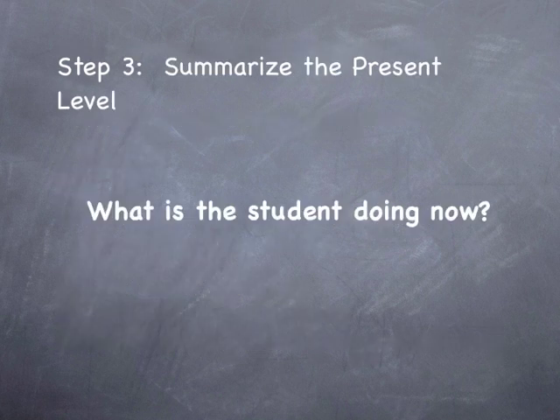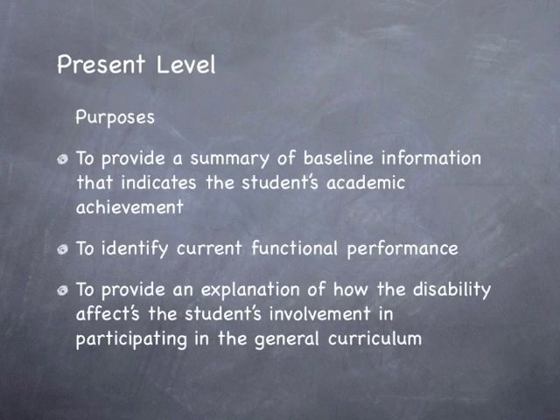You're going to summarize all of that information into a present level statement, and that's just a statement that says this is where the student's at right now. The purposes of a present level of educational performance statement is to provide a summary of baseline information that includes the student's academic achievement, to identify current functional performance, and then to provide an explanation of how the student's disability affects their involvement and participation in the general curriculum.